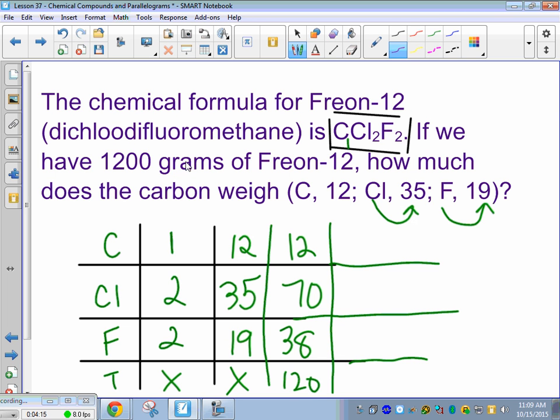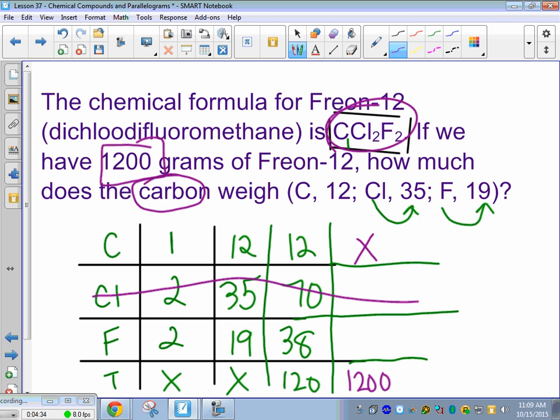All right. Where am I going to put this 1,200 grams, you guys? In the total, all right? Freon 12 is this entire thing. This whole thing is called Freon 12. So 1,200 goes in the total. And I want to know how much does the carbon weigh. So my variable goes with the C. So we could cross these columns off. We don't need them. And we're going to cross multiply.